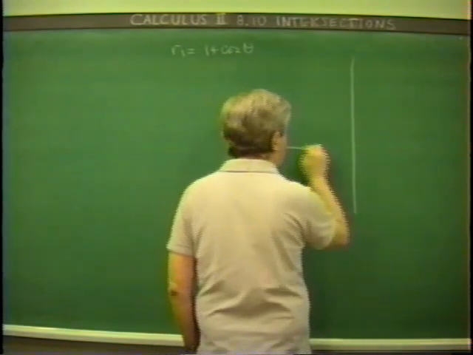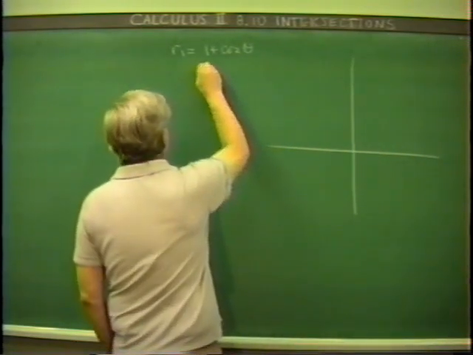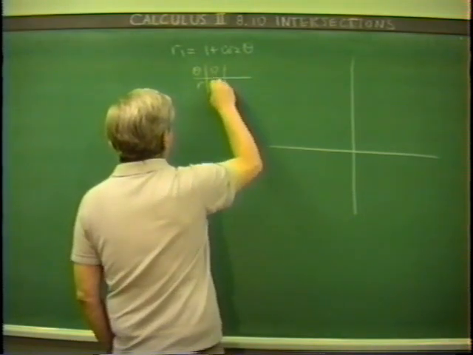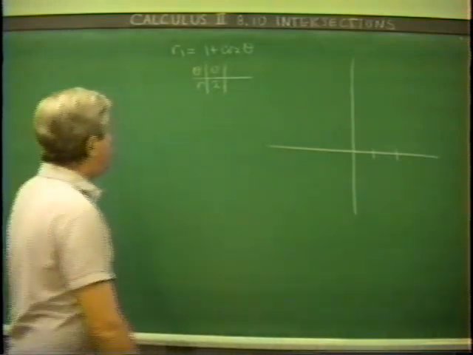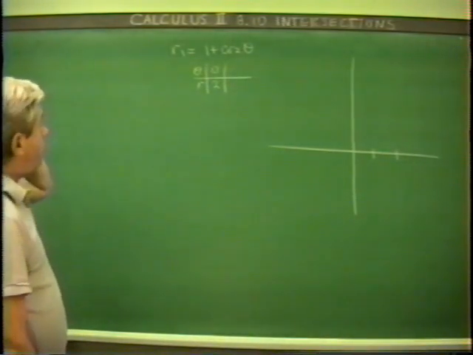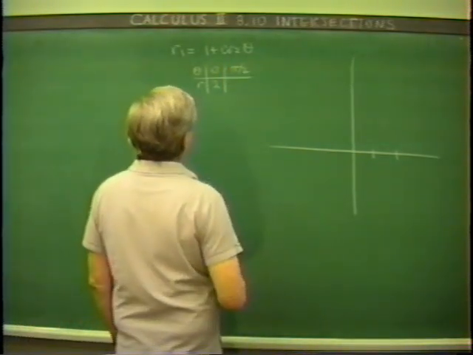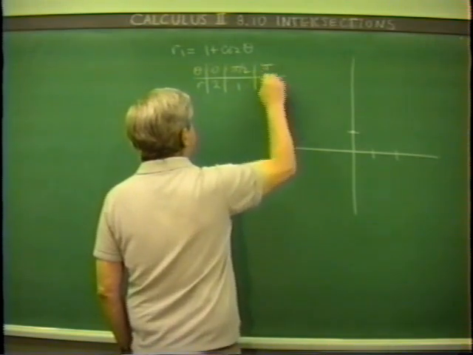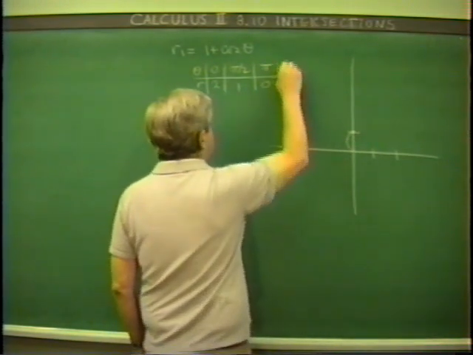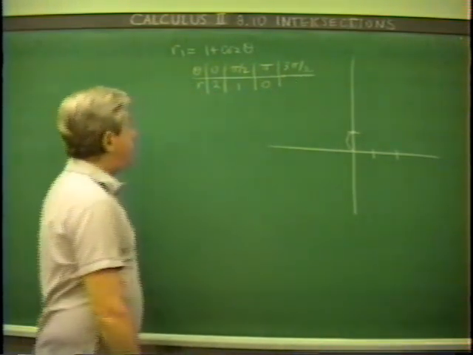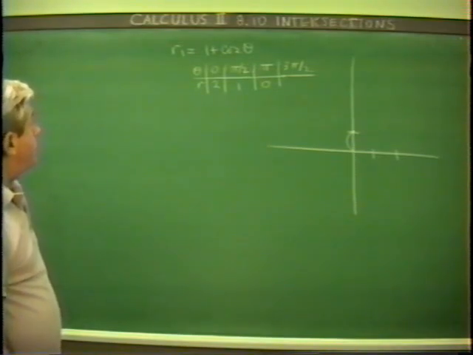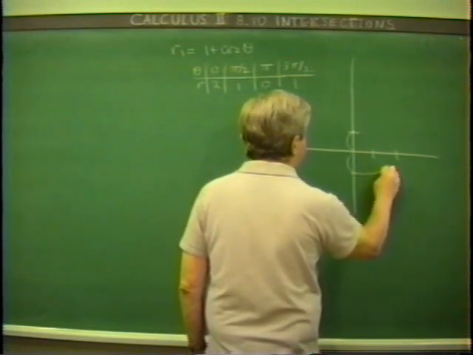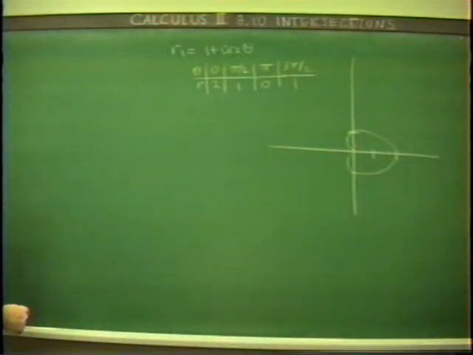First of all, let's let R1 be equal to 1 plus cosine theta. Let's graph it. Right? When theta is equal to 0, cosine theta is 1, and so this is 2. When theta is equal to pi over 2, cosine theta is 0, so we get 1. When theta is equal to pi, cosine theta is minus 1, so this is 0. Theta is equal to 3 pi over 2, cosine theta is equal to 0, and so this is 1. The graph looks like this. It's a cardioid shape.